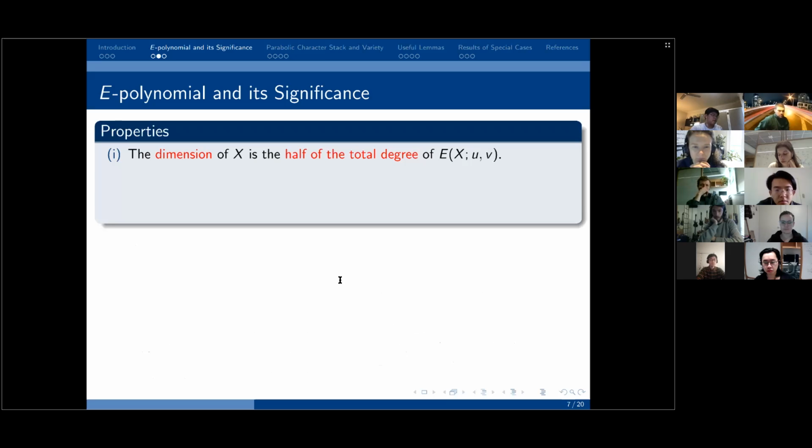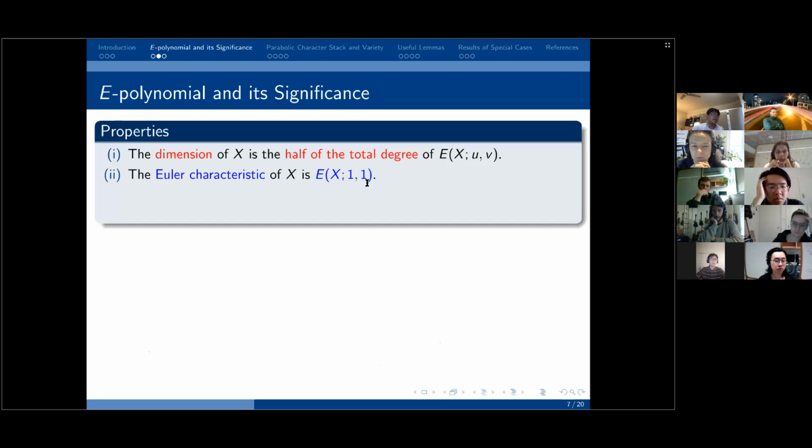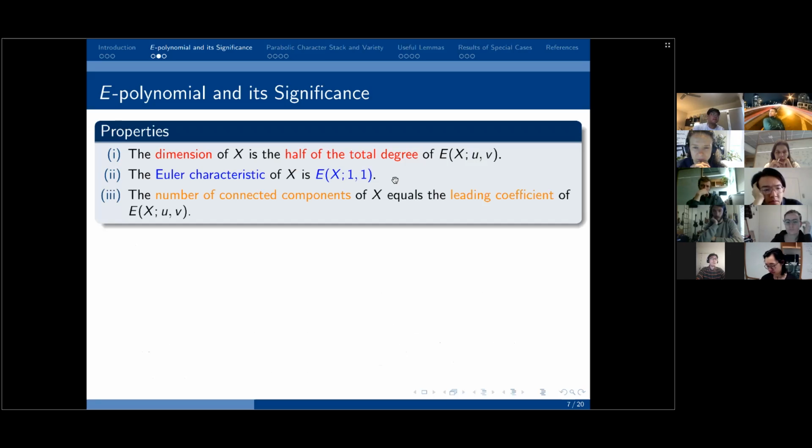So the first one is that the dimension of the variety X is the same as half of the total degree of this E-polynomial. And the next one is that the Euler characteristic of X is the same as the value of the E-polynomial obtained by replacing u and v with 1. And last, the number of connected components of X is the same as the leading coefficient of this E-polynomial. So by computing this E-polynomial, we can get at least three properties of the variety X.